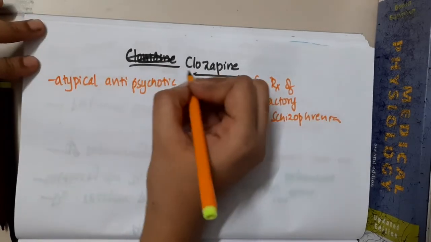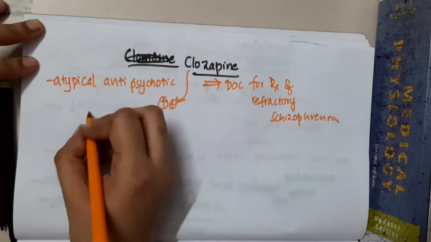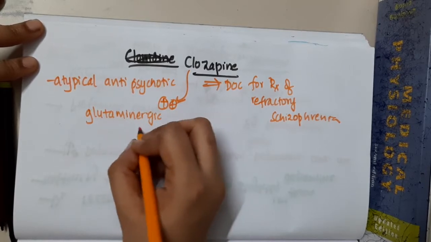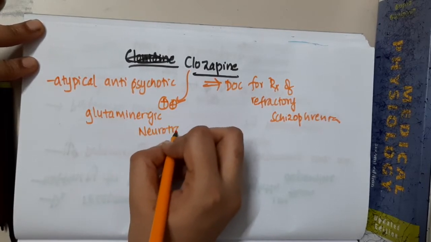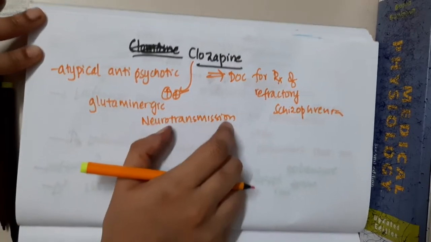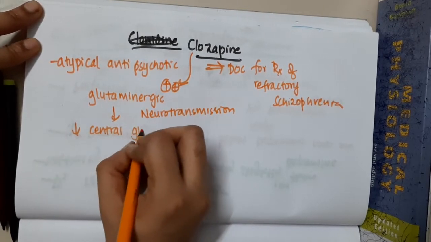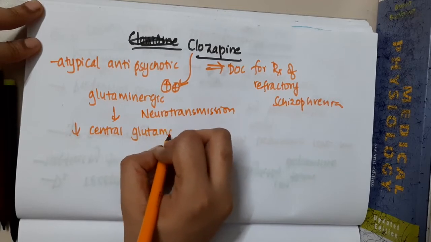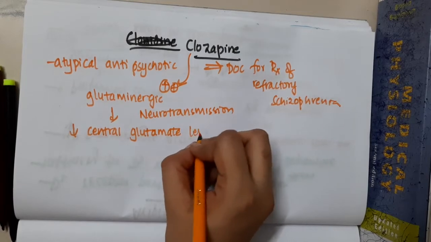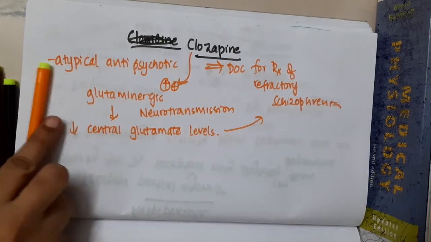So how is it used? It will increase the glutaminergic neurotransmission. By increasing the glutaminergic neurotransmission, it will reduce the central glutamate levels. As a result, it reduces the central glutamate levels, and thus it is used in refractory schizophrenia.